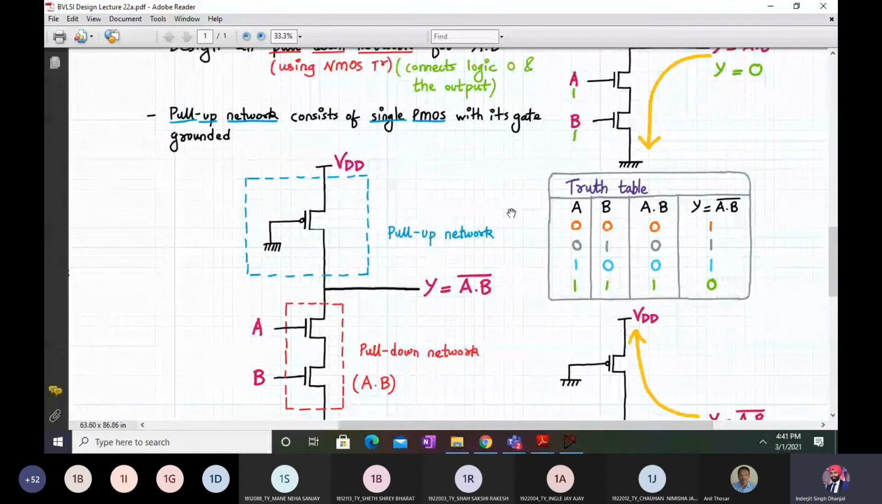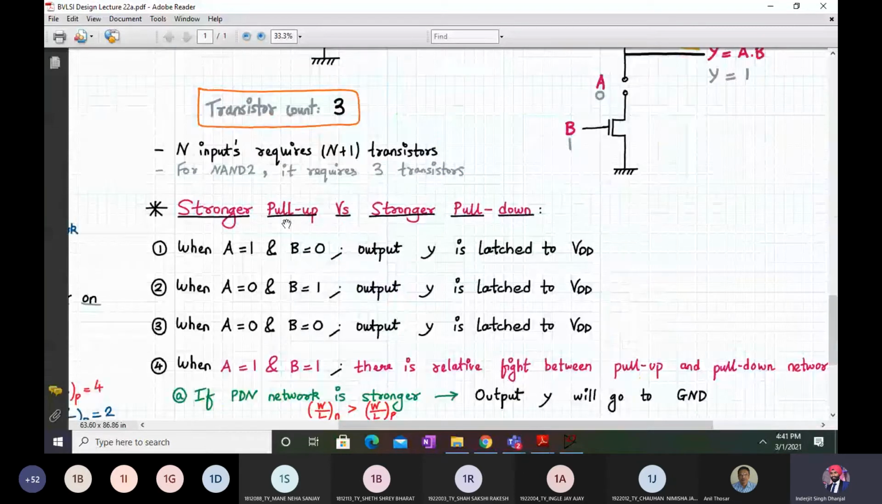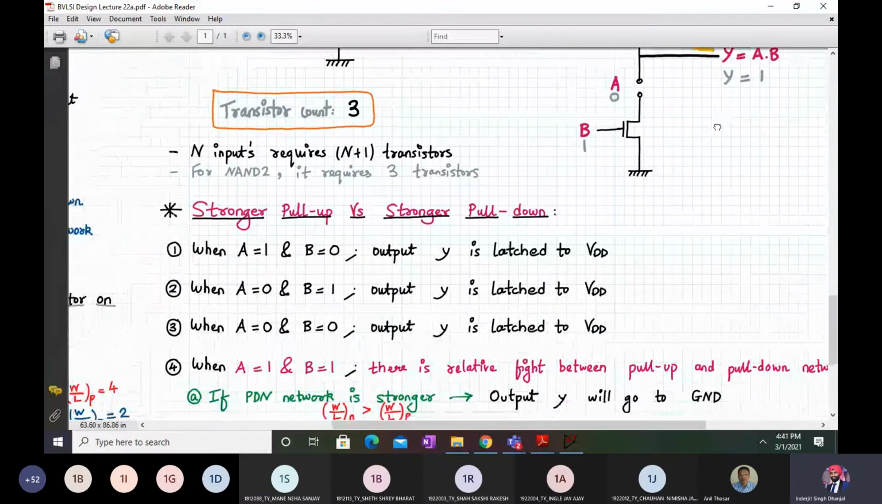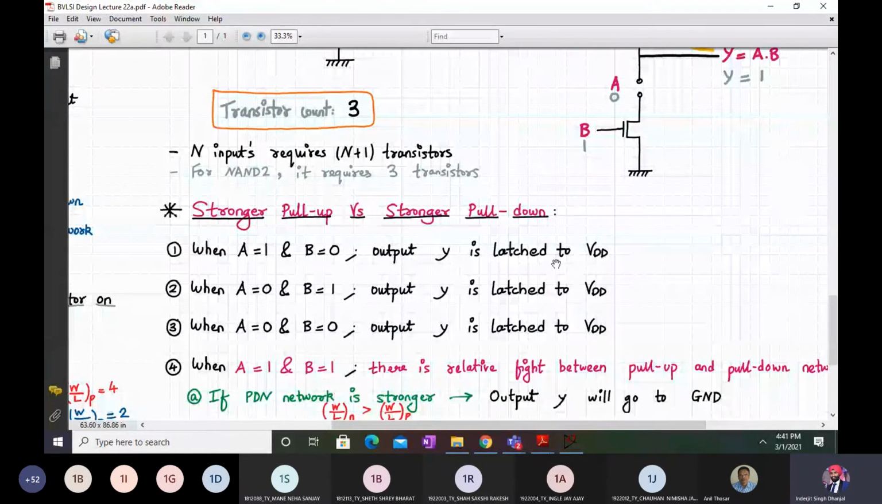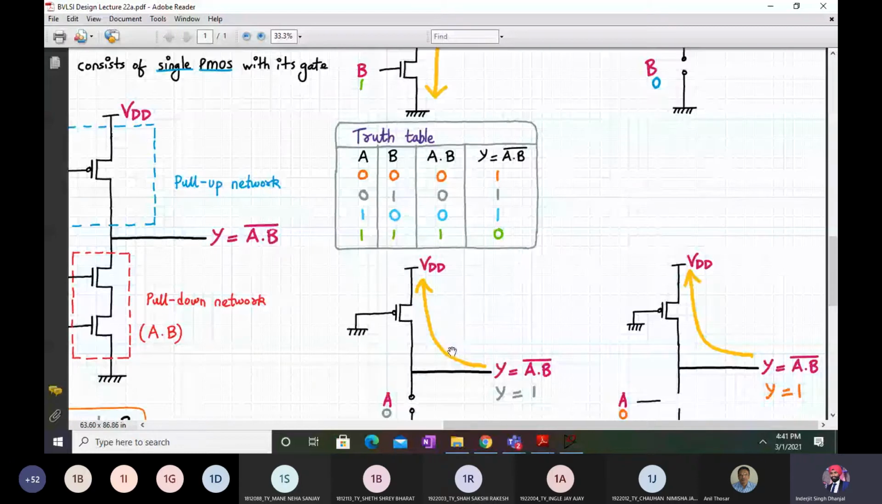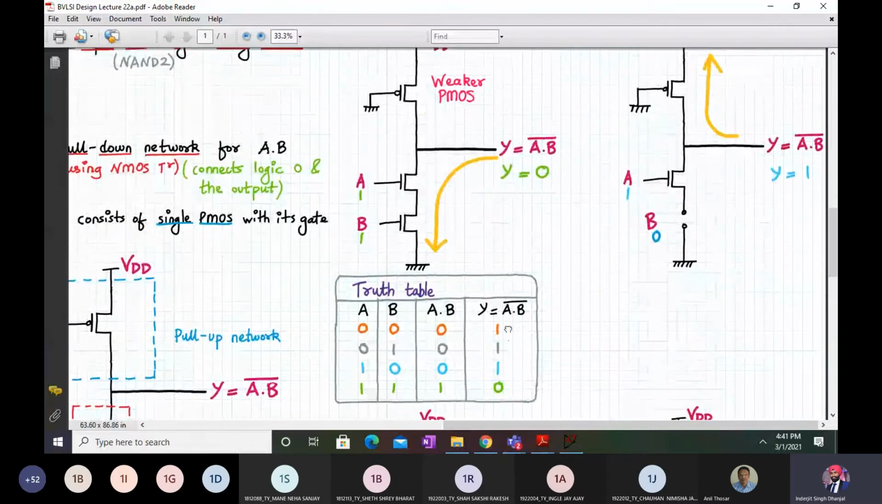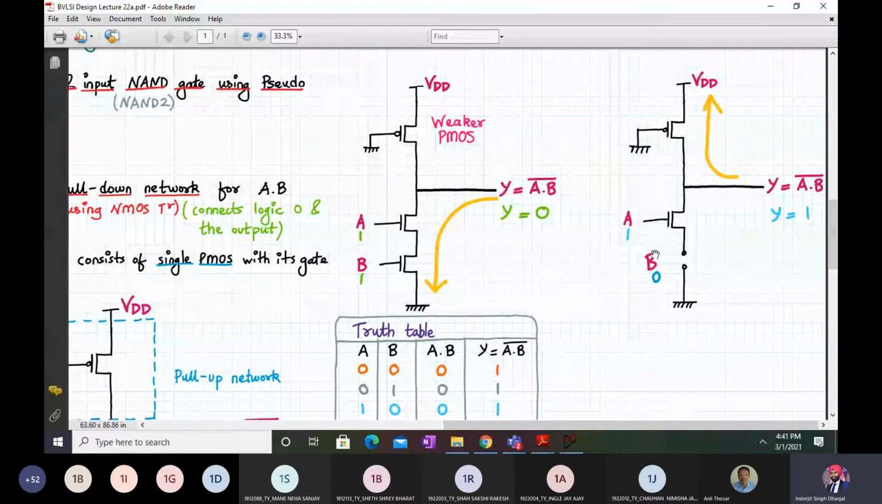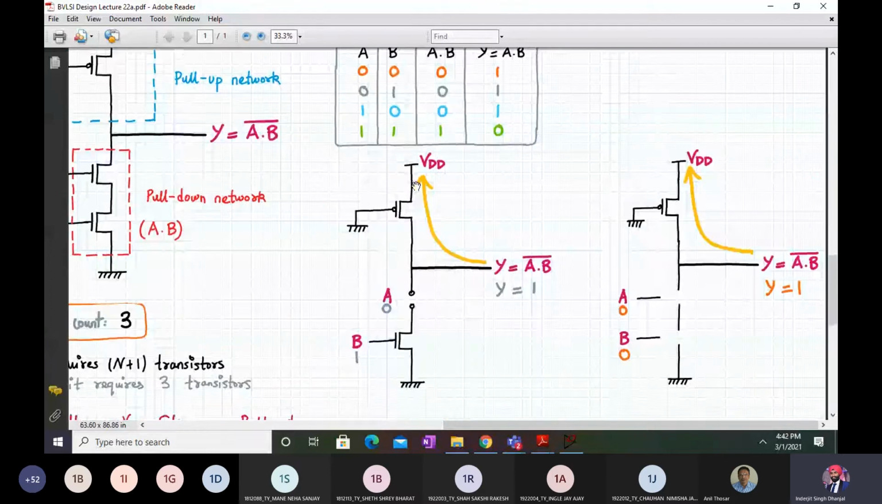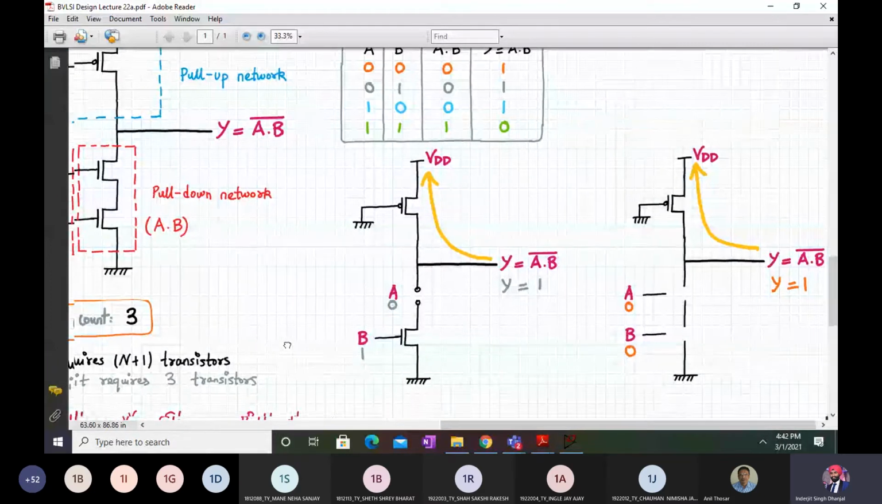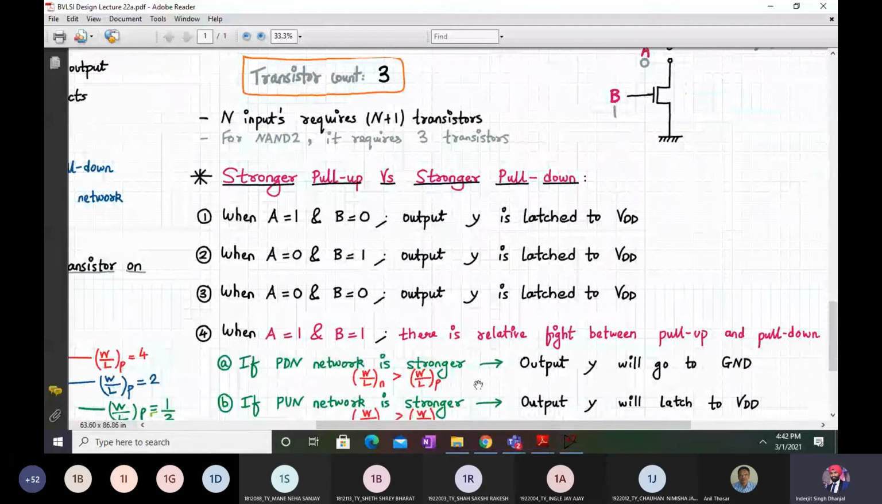Okay. And now let us discuss the point on the stronger pull-up versus the stronger pull-down. So we have seen the first three cases. When A and B are 0, 0 or 0, 1 or 1, 0, your output Y is latched to VDD. It is latching itself to the VDD value and is staying there unless the input changes. So these are the three cases where the output is latching towards VDD.